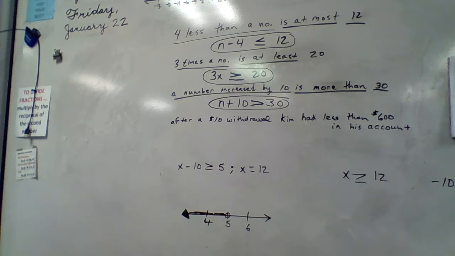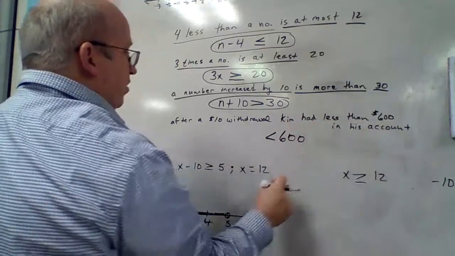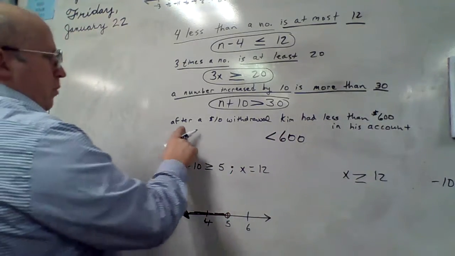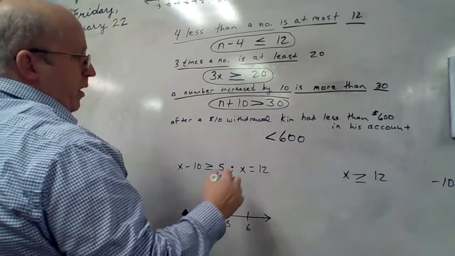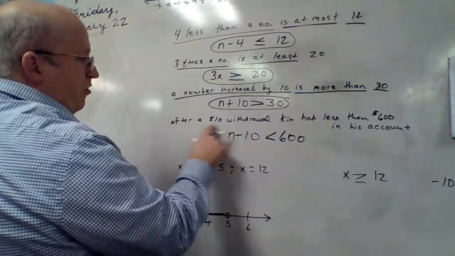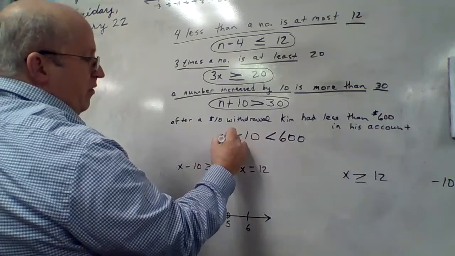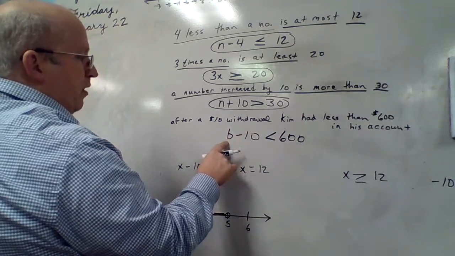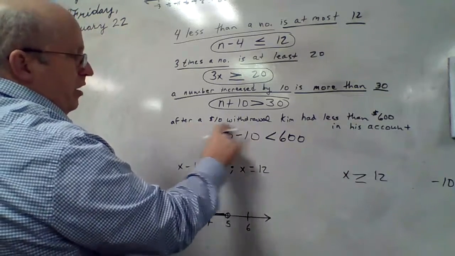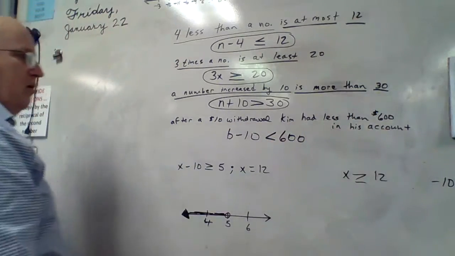Next one, after a $10 withdrawal, Kim had less than $600 in his account. Well, less than, that makes it easy. Less than 600. Kim had less than 600 in his account. Well, what was his balance? I don't know what his balance is. So I'm going to use a variable and minus 10 because he took $10 out of it, right? His balance, let's use a B for balance instead of N. B for balance, minus 10, and he took $10 out, is going to be less than the $600 in his account.